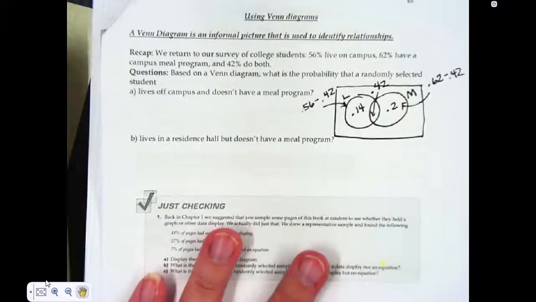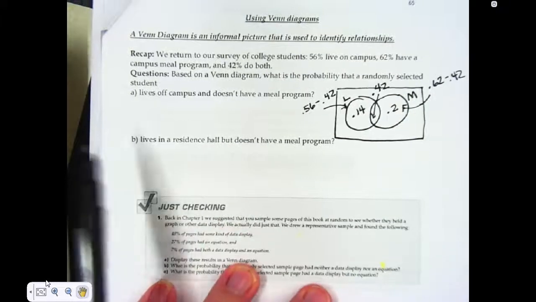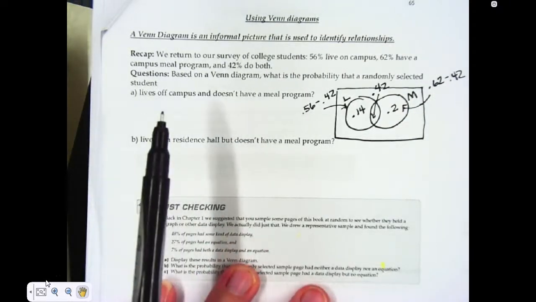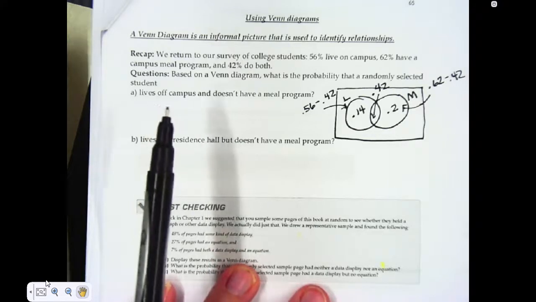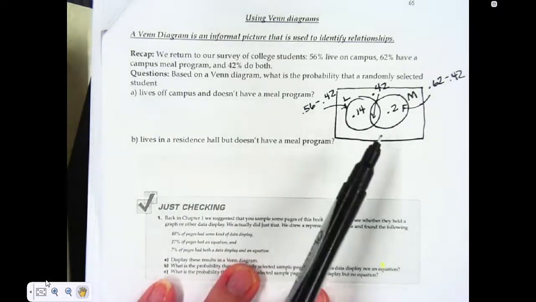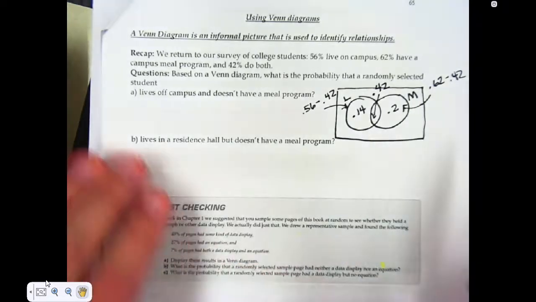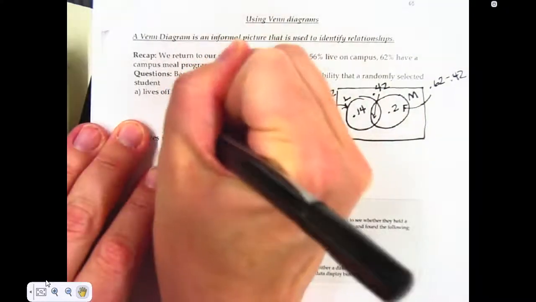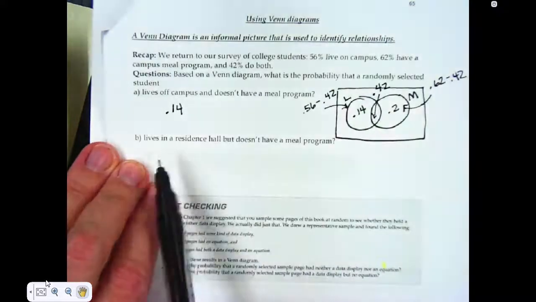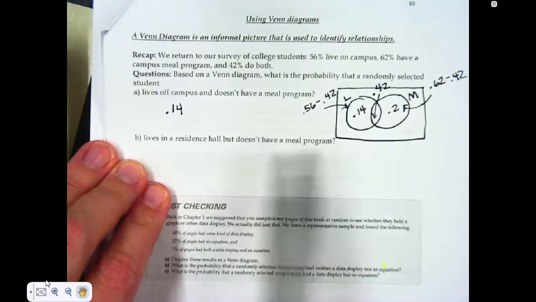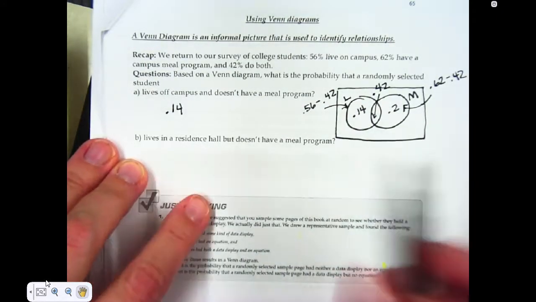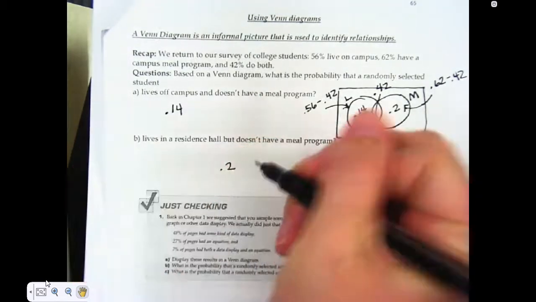So now that I've set up my Venn diagram, I'm just going to go ahead and answer the questions being asked. So right here it wants the probability that someone randomly selected lives on campus and doesn't have a meal plan. Okay, so right here I've already figured that out. 14% live on campus but don't have the meal plan. Okay, and then right here, lives in a residence hall but doesn't have a meal plan. Again, I've already figured that out. That's the 20%.